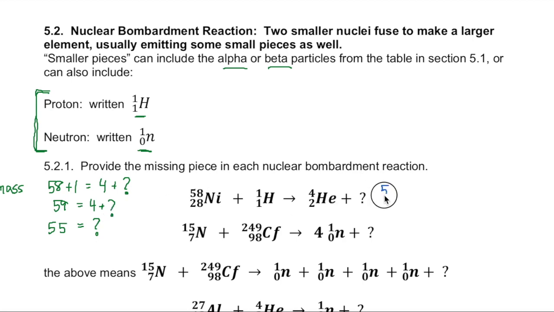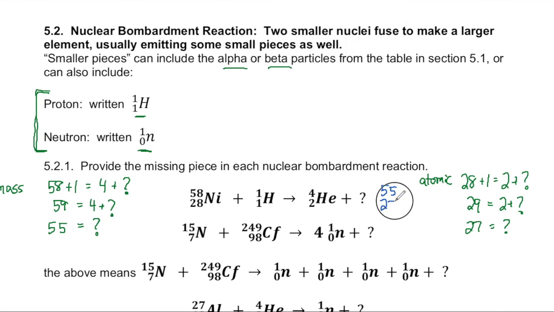Let me go ahead and write that over here, and then you can look and double check. Does 58 plus 1 equal 4 plus 55? Yes, it does. They both equal 59. Let's try that same thing with the atomic number. I'll put it over here. We have more room. We have atomic number on the left of 28 plus 1. On the right, we have 2 plus our question mark. So we have 29 equaling 2 plus a question mark. We subtract 2 from both sides and we get 27 being the question mark.